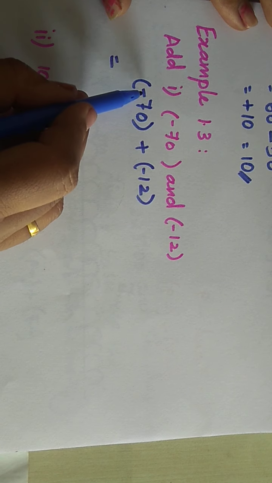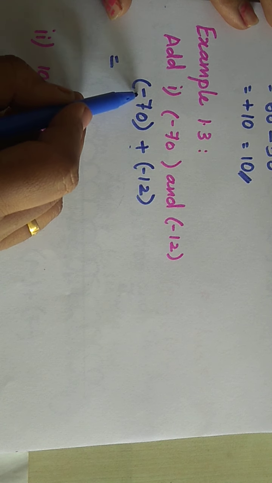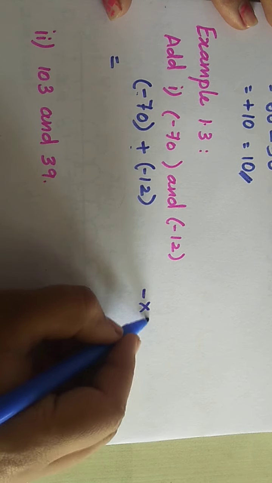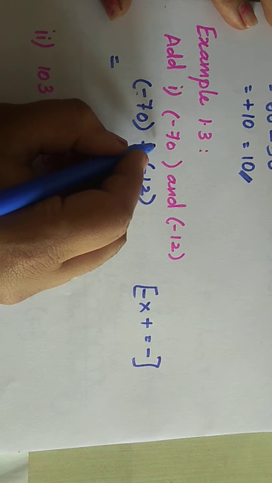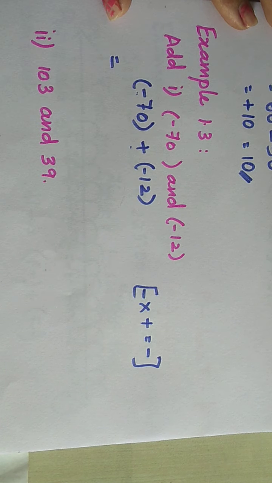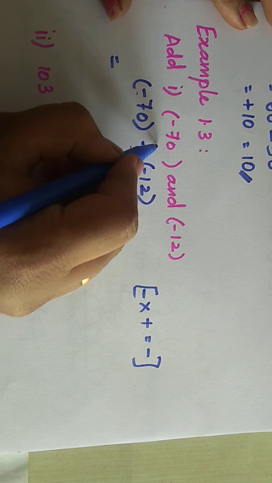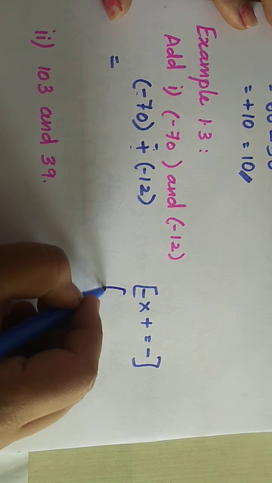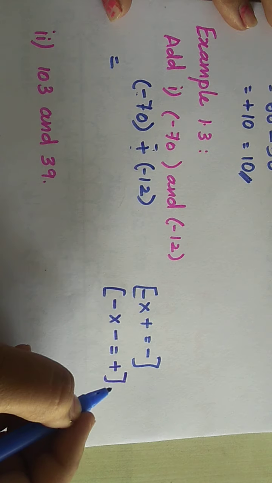Here first you have to see this symbol and this symbol. This is minus into plus, so minus into plus equal to minus. So here it will change to minus. Now we have to see this symbol and this symbol, that is minus into minus equal to plus.